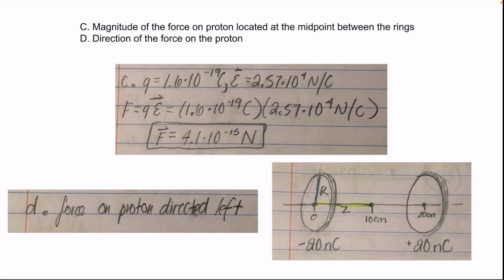Part D is just asking us about the direction of the force on the proton. I included the picture for a reminder of what our situation looks like. That force on the proton is going to be directed left. I thought about it just in terms of it's a proton and it's positively charged, so it's going to be pushed away from the positive ring and towards the negative ring. So that's how you can think about it.